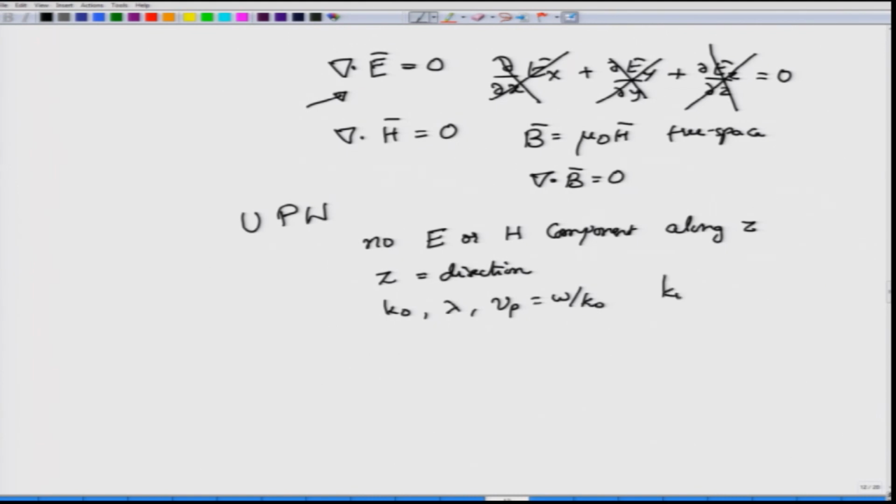Of course, k0 is also equal to omega times square root of mu naught epsilon naught, and the velocity in this particular case for the free space medium is of course equal to c. Okay. You can look at all this, and as I said, you can have Ex non-zero and Ey non-zero at the same time, and if you know the phase difference between the x and y components, you can have different types of wave polarizations. One is linearly polarized and the other is circularly polarized.